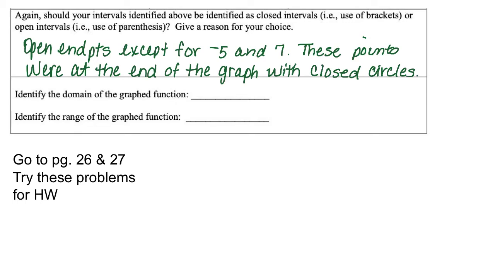Right, and now they want us to identify the domain and the range of the graph. So how far left to how far right, and so we're going to use included, and we went as far left as -5 to as far right as +7. And then as far to the bottom, we went to -4. All the way to the top, we went all the way up to +4.